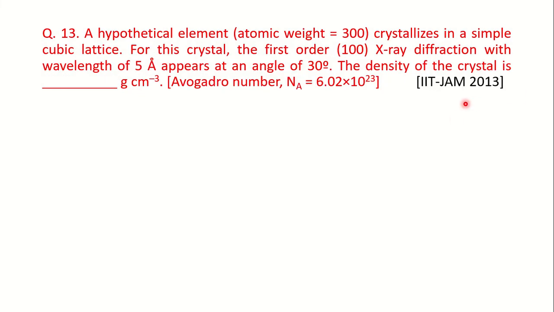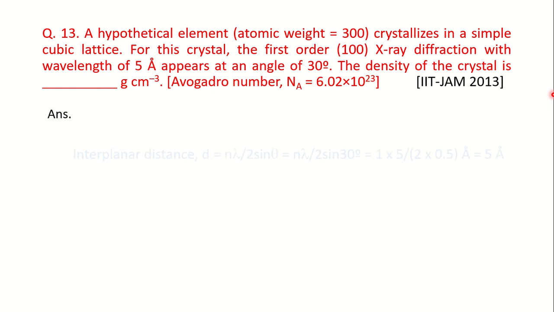This question came in IIT-JAM 2013. A hypothetical element which has atomic weight of 300 crystallizes in a simple cubic lattice, SC. For this crystal, the first order and the HKL value is 100. X-ray diffraction with wavelength of 5 angstrom appears at an angle 30 degree, that is the glancing angle, theta is 30 degree. You have to find out the density of the crystal in gram per cc, and you are given here the Avogadro number 6.02 into 10 to the 23.